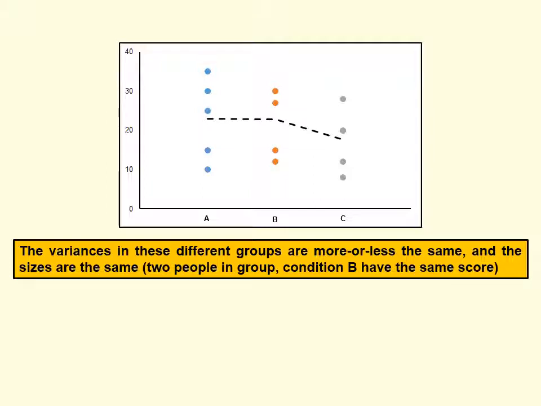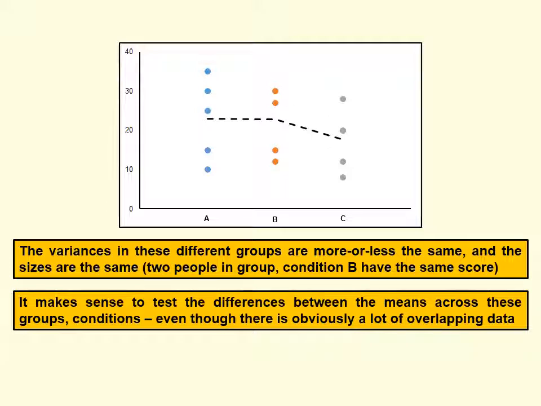And thus it makes sense to say that there's this effect such that condition A and condition B, group A and group B, don't really differ from each other, but group C is slightly less than group A or B. That makes sense, in part because the variances within these groups or conditions are about the same from one another. So again, it makes sense to test differences between means across these groups or conditions, even though there's some overlapping data, just because we know that the variances are about the same. Thus differences in mean level of symptoms, or whatever the outcome variable is, can be meaningfully talked about.